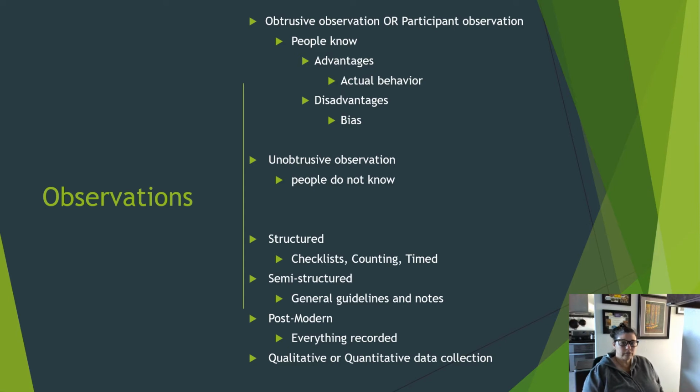So observations, there are two types of observations, what we might call participant or non-participant observations, otherwise known as obtrusive or unobtrusive observations. So an obtrusive observation is that people know that they're being observed. You're observing people's actual behavior. The disadvantage to that is that they are often going to change their behavior because they know that they're being observed.